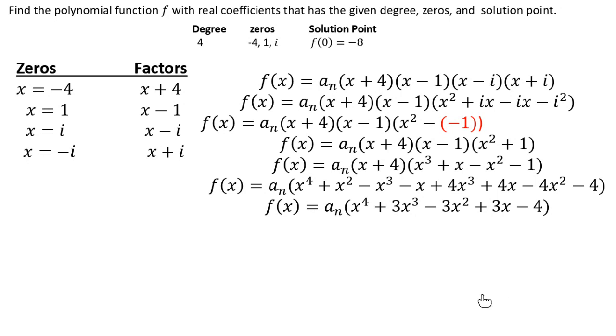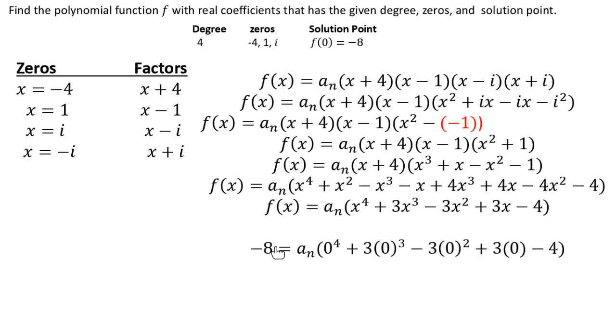In the example before, we were able to stop here, but now we have to use this other information: f of 0 is equal to negative 8. What this means is that if x is 0 and you plug it in for all your x's, then your answer is negative 8. So f of x is going to be negative 8, and anywhere that you see an x right here, we're going to replace it with 0.